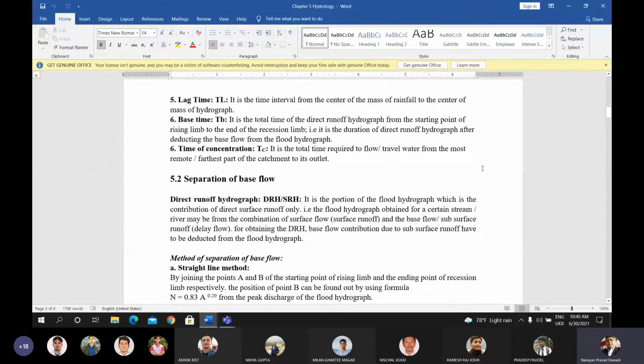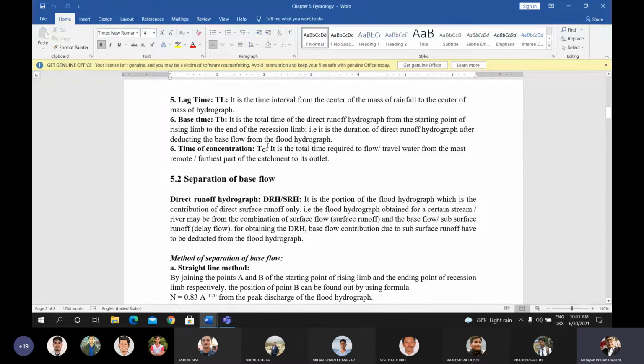So the water that is traveling near the river side has a smaller time of concentration, whereas the water flowing from the remote part of the catchment area to provide discharge into the inlet of the river, that is the outlet of the catchment, will take longer, because the water from the remote area has to travel a longer distance to enter the river.